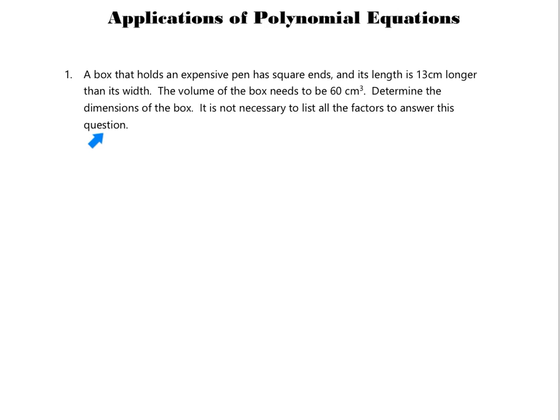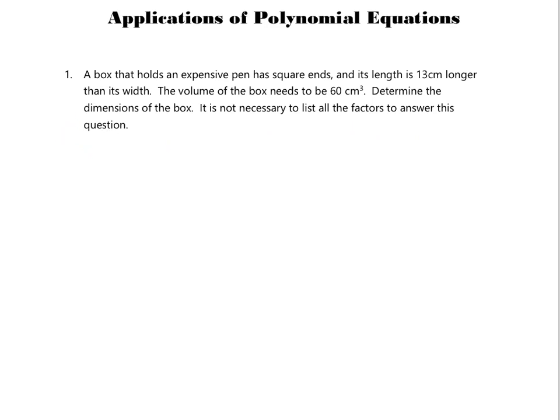A box that holds an expensive pen has square ends, and its length is 13 centimeters longer than its width. The volume of the box needs to be 60 centimeters cubed. Determine the dimensions of the box. It is not necessary to list all the factors to this question, so you can just find your correct factor right off the bat. Now, I'm going to show you all the examples that don't give you the equation. If the example gives you the polynomial equation, then of course it's a little bit simpler, but based on your grade 10 and 11 knowledge, you should be able to come up with the equation for this.